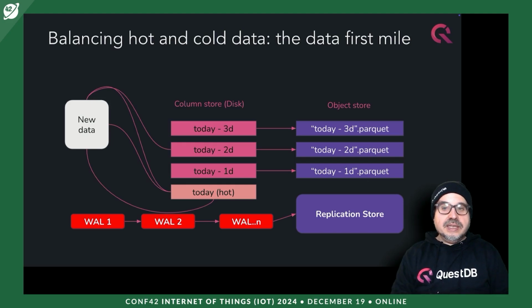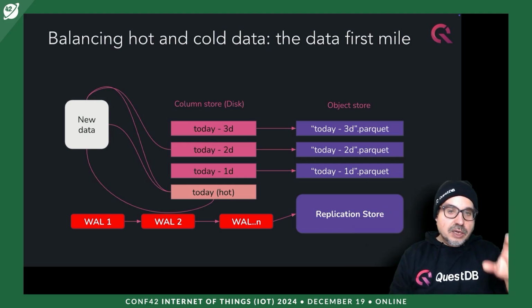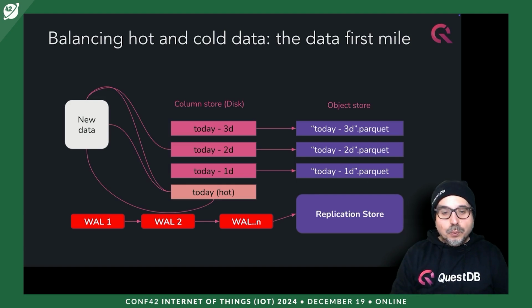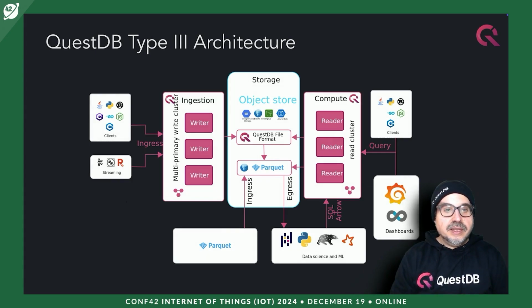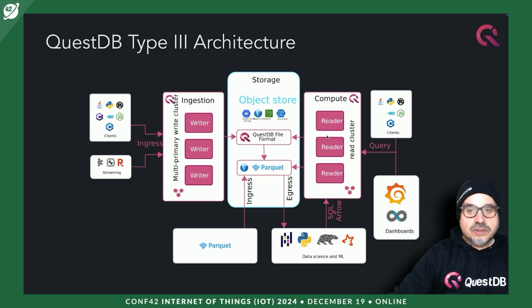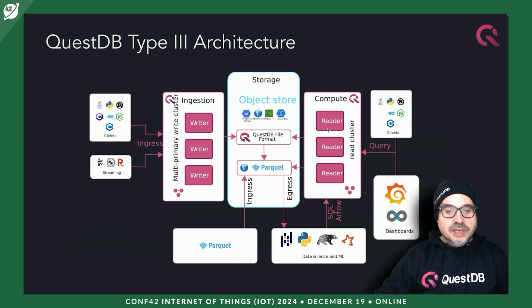So we call this the first mile of the data, in which, with this optimization, we can still be super fast for query, with super low latencies, but keep compatibility with the rest of the systems by storing in Parquet all the other partitions. So this is, in a nutshell, the type 3 architecture. As I said, in QuestDB, we are adopting it, but there are other databases that are also adopting Arrow and Parquet. So it's a trend we see in many other databases, and this is our implementation.